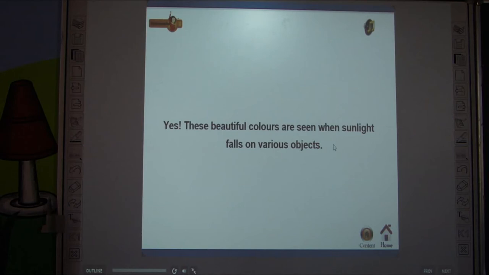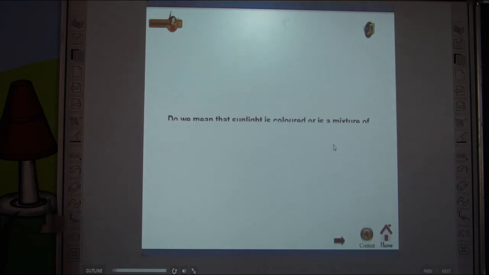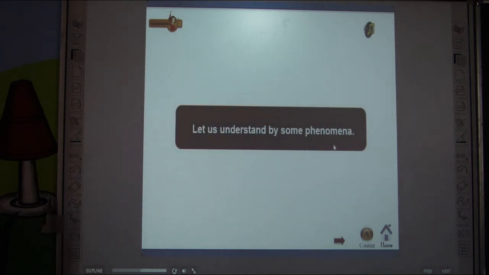The beautiful colors are seen when light falls on various objects. Did you see the rainbow when it appears in the sky during the rainy season? So these beautiful colors are seen when sunlight falls on various objects. Do we mean the sunlight is colored or is a mixture of different colors? Let us understand by some phenomena. I will play one video. See the video carefully, children.